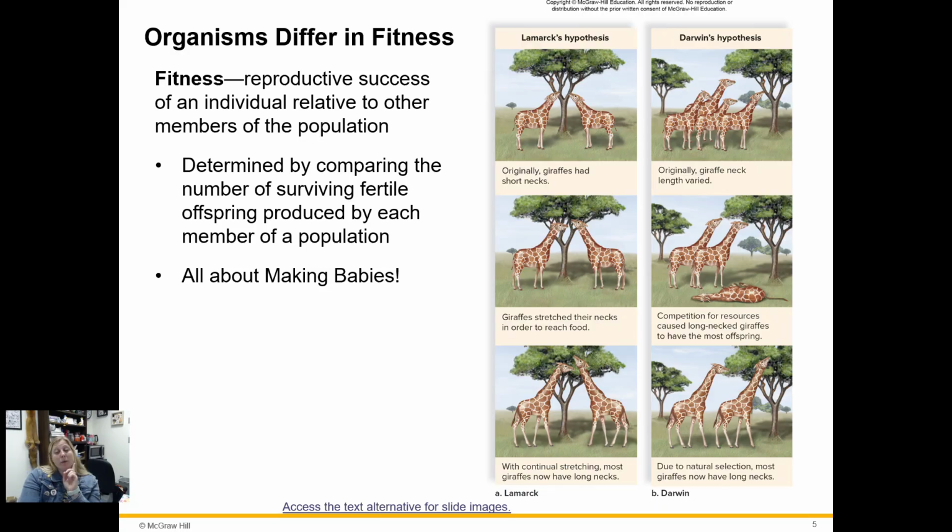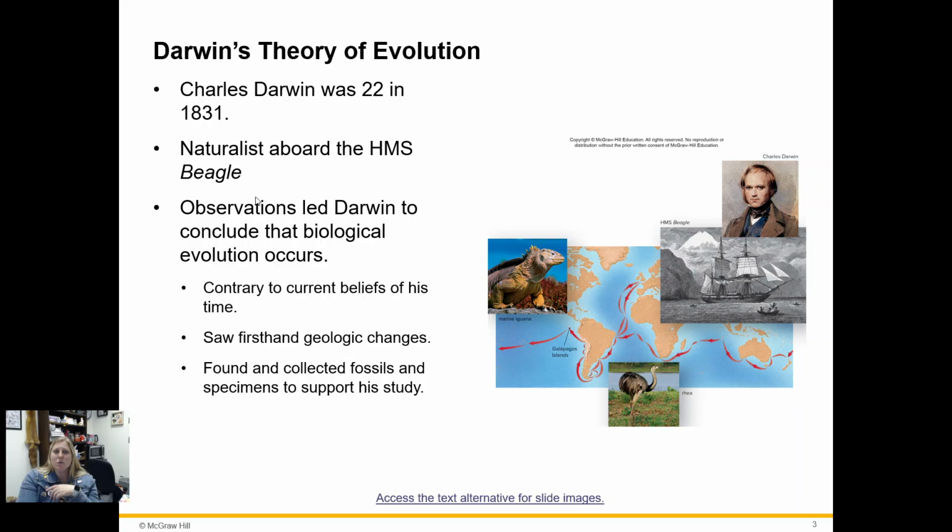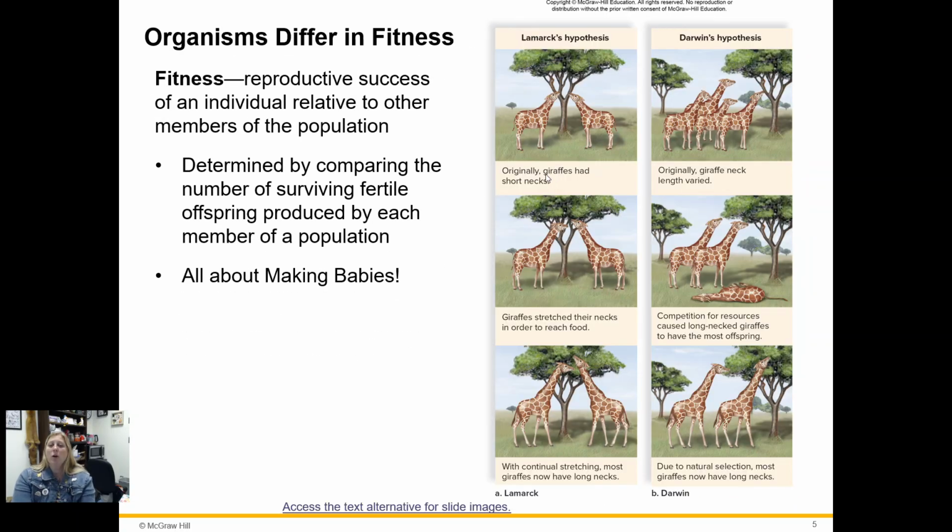And I want you to remember too that during this time, we did not know about DNA. We did not have the chromosomal theory of inheritance. We did not even have genetics because Mendel wasn't working on his genetics until the 1860s, and Darwin was doing his work in 1831. So we're talking like 30 years, okay? So what do we find?